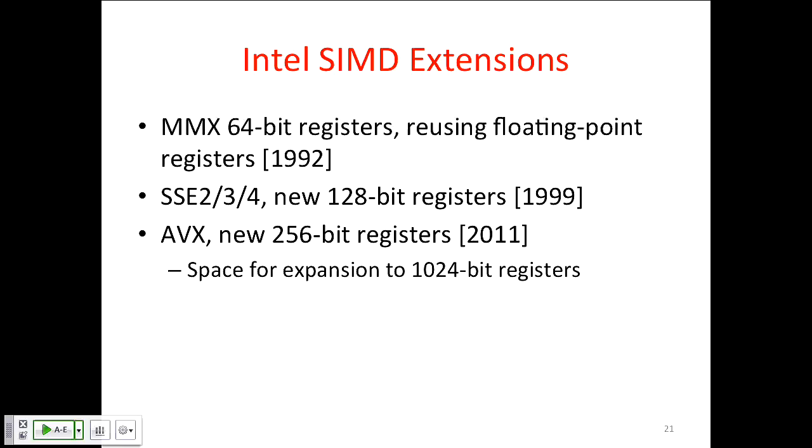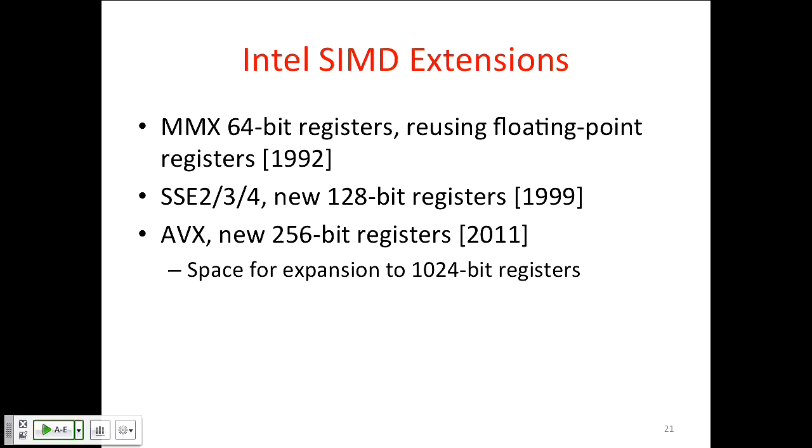And the original Intel extensions, they took the floating point registers, which were 64 bits wide. At that time, the Intel processors had 32-bit wide integer registers, but they had 64-bit wide floating-point registers to hold the double precision floating-point values. So what they did is say, well, take those 64-bit floating-point registers and consider them to be broken up into two 32-bit or four 16-bit or eight 8-bit values. And that was their original MMX design. So they kind of overlaid the SIMD instructions to reuse the floating point registers.